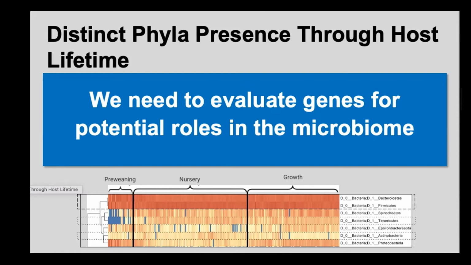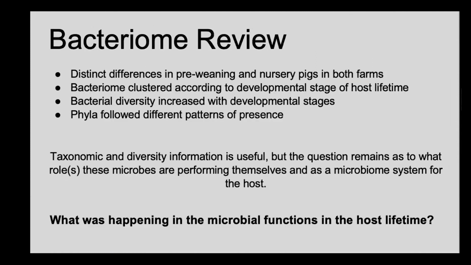So a quick bacterial review: one, there's a distinct difference in the pre-weaning and nursery pigs in both farms, whereas in the adult stage, both farms seem to converge together. The bacterial populations, in terms of diversity, start to increase during the developmental stage, and get really stable at the end of the nursery and the adult stage. There is a distinct pattern in terms of the phyla that follows throughout the lifetimes of the swine.